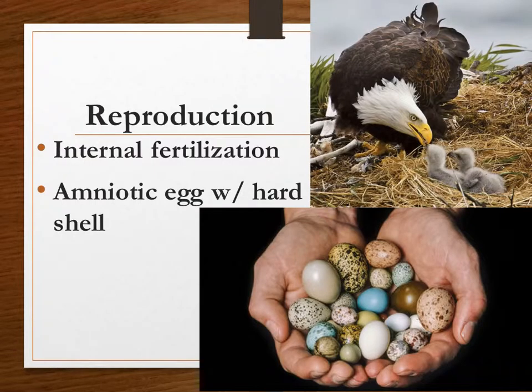So for reproduction, birds have internal fertilization. The male is going to fertilize the female internally, and then she will produce an amniotic egg with a hard shell. Reptiles had a more leathery, softer shell, still watertight, so it's amniotic. And then they will lay those and care for them with external development. Birds are very nurturing as parents. They have to feed their young. The young rely very heavily upon the care of the parents in order to develop and be successful in life.